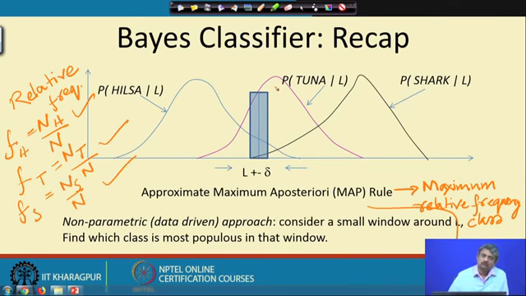Okay. So, note further that I can actually do one more thing. Since this denominator n is the same for all these classes, I can just drop it. Still the top class would have the highest count.